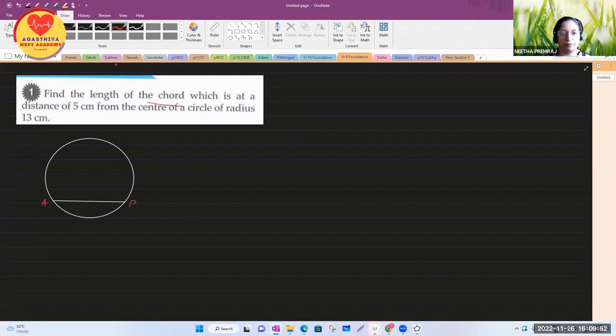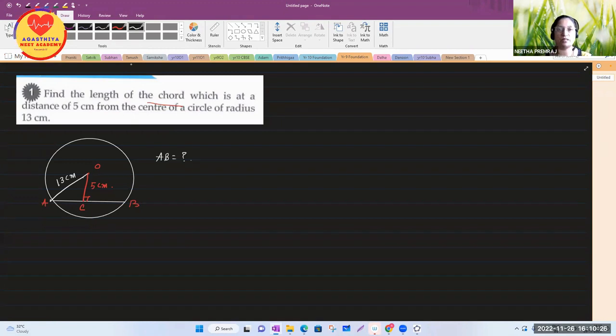A chord AB is at a distance of 5 centimeter from the center of the circle. So this is the center, the perpendicular distance. I name this point as C. So OC is given as 5 centimeter. And the radius of the circle is 13 centimeter. If you connect this, it is 13 centimeter. You want to find the length of the chord. AB is equal to what?